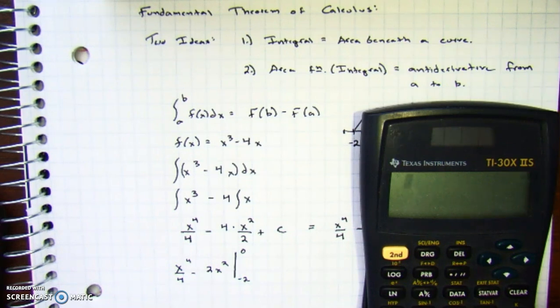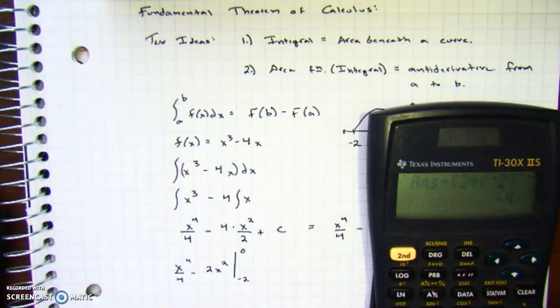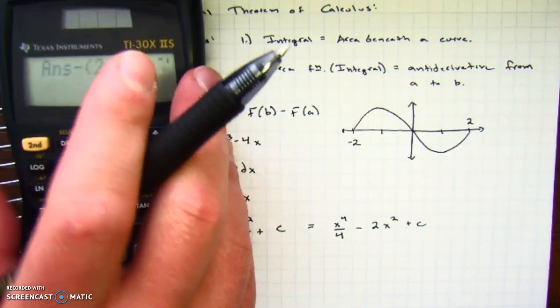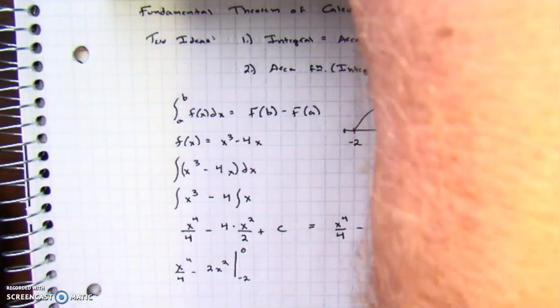So I'm going to do -2 to the 4th divided by 4. So that's 4 minus, and I'm going to do 2 times -2 squared, and that'll give me -4. Okay, so I figured out this at -2. The first thing I want to do really is figure it out at 0.